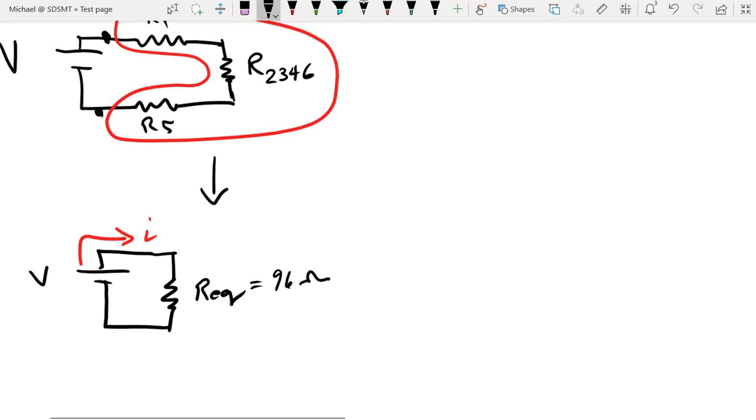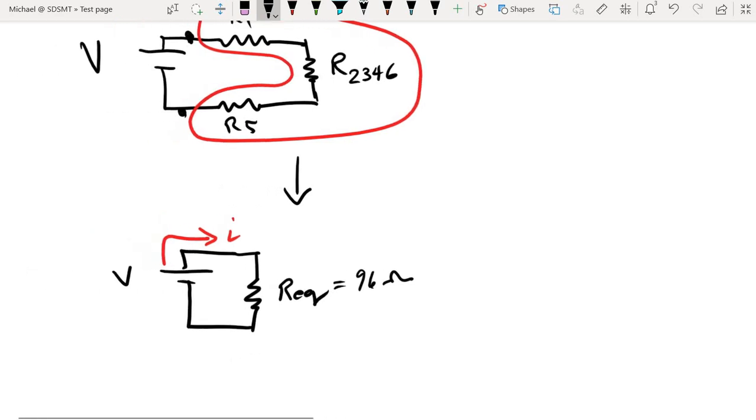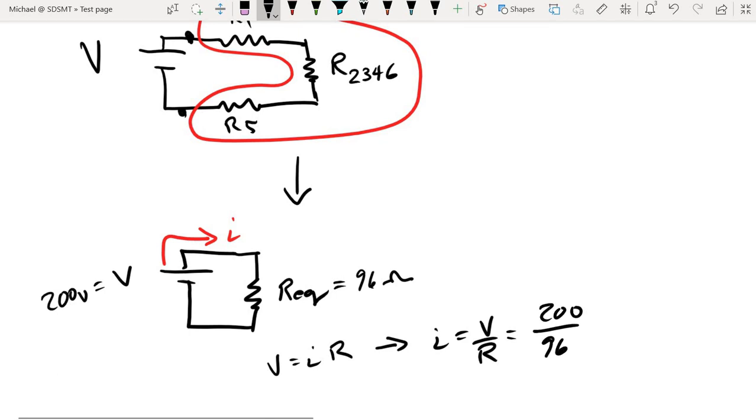I have a 96 ohm resistor hooked up to a 200 volt battery. Ohm's law says V equals IR, or I equals V over R. 200 over 96 gives us 2.083 repeating amps. Alright, so I know how much current is coming out of the battery. How does that help me?